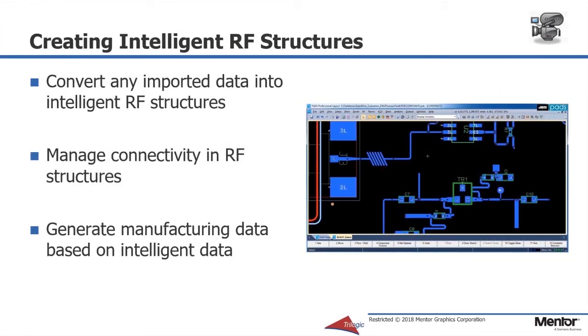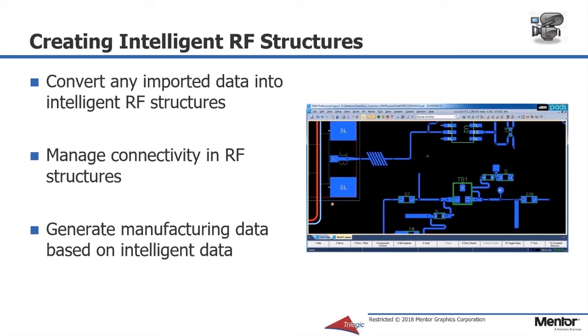You can convert any imported copper into an intelligent RF shape, manage the connectivity of these RF structures, and therefore generate manufacturing data based on an intelligent RF design. Integrated RF layout functionality provides a designer with the capability to create intelligent RF structures natively within the tool set. Data can be created by drawing the structures within PCB layout or by importing data from RF point tools using DXF, Gerber, or other data formats.